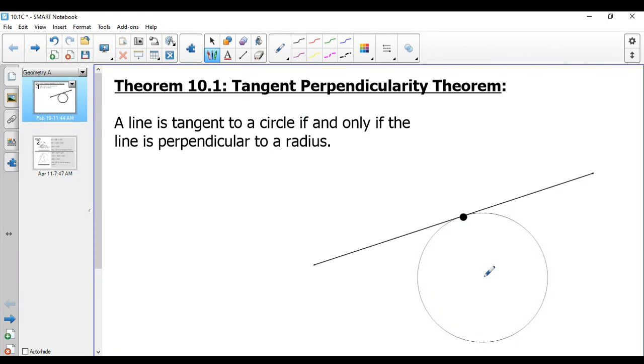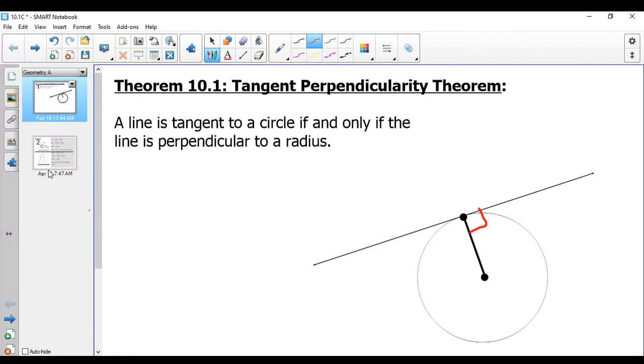So let's draw a radius in. We need the center of the circle right about there. And then our radius goes from the center of the circle to the point on the circle. So it should look like that. And if this is going to be a tangent line, then the tangent line is always perpendicular to a radius. So it looks like that.